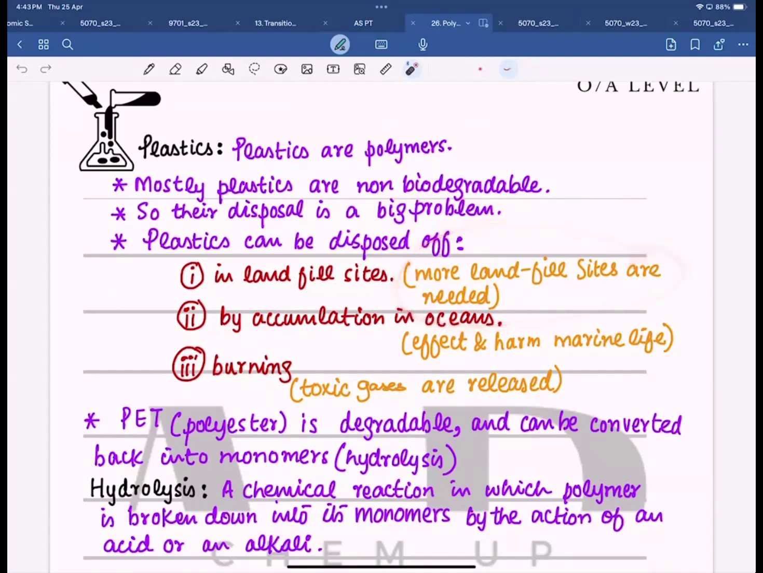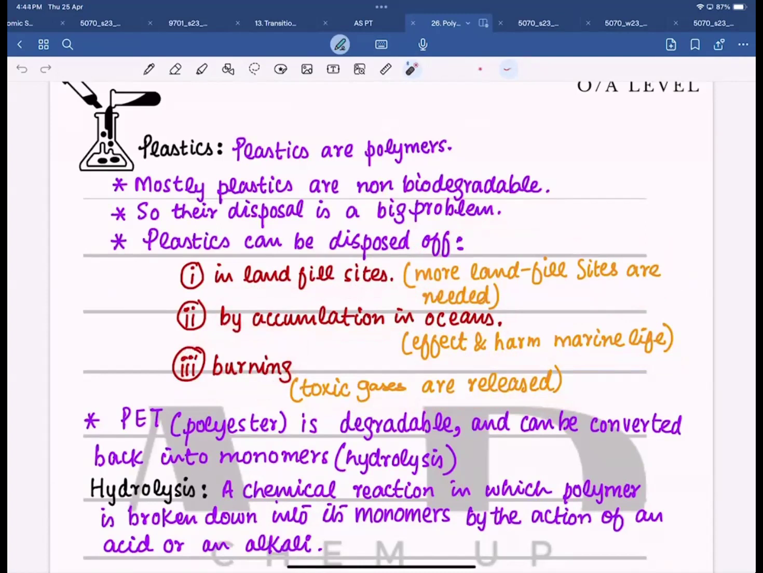Yes. The other way is we put them in the ocean. As a result, they accumulate in the ocean, and when they accumulate there, they harm marine life. That is the problem. Third, we can dispose of them by burning, but when we burn them, toxic gases are released, and these toxic gases can cause air pollution.